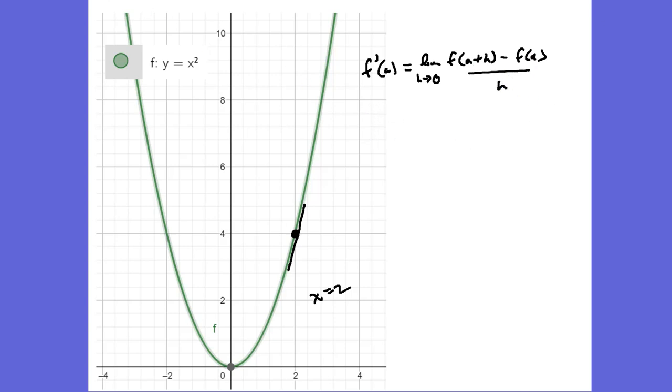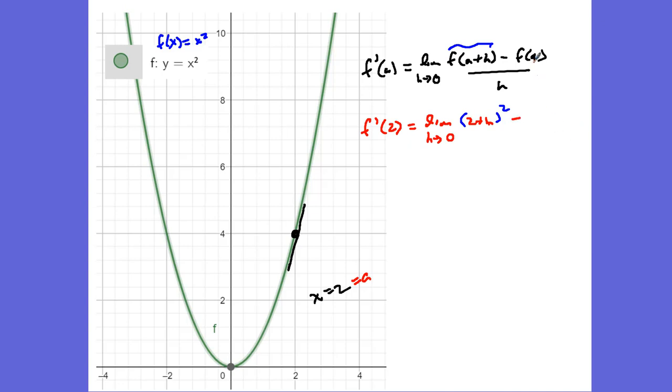So if I wanted to find f prime of 2, what is the 2 equal to? That is my a. The 2 is equal to my a value. So I am going to do the limit as h approaches 0 of f of a plus h. Now, what is my function? My function, my f of x is equal to x squared. So right here, I have my x squared. So what goes in there? We put a plus h. What's my a value? My a value is 2. 2 plus h. Okay, 2 plus h.